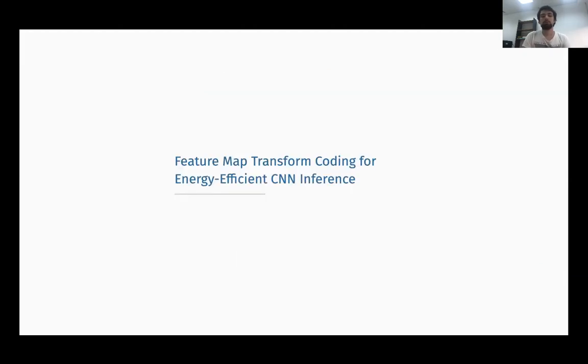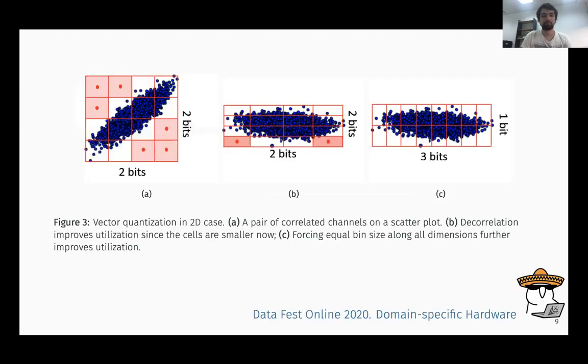And now I can start from our first paper, feature map transform coding for energy efficient CNN inference. And the idea was to utilize those things in a post-training regime. So we don't need to train the network from scratch. We take the trained network and reduce its memory requirements. And first of all, decorrelation of the signal not only improves its entropy, but it also improves the quantization error.